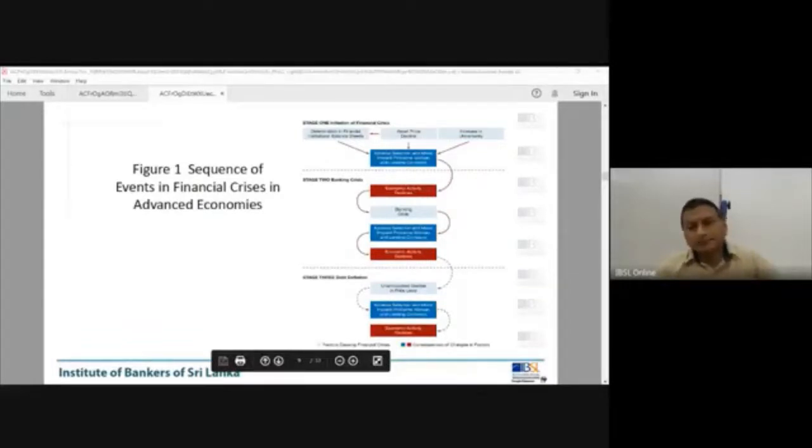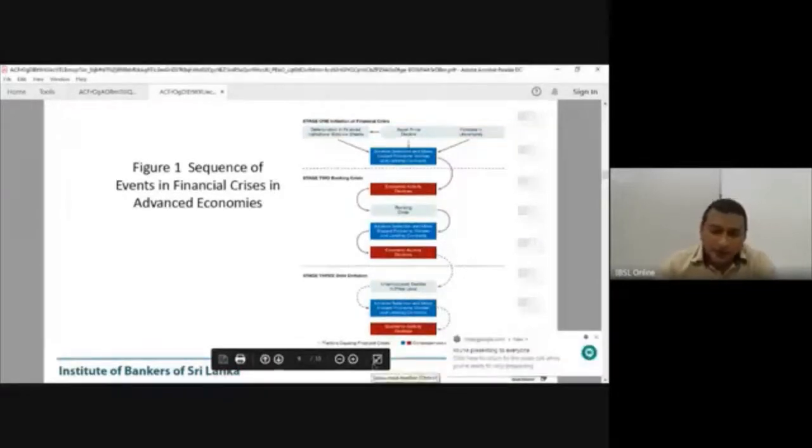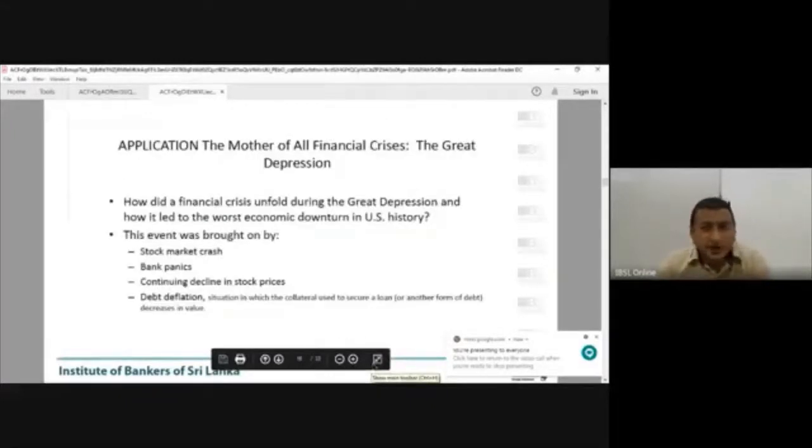You can note down if you have any clarification or questions through the chat section, so I can follow up and explain as we move on. Anyway, so you see these difficulties when a financial crisis sets in across economies, especially advanced economies.